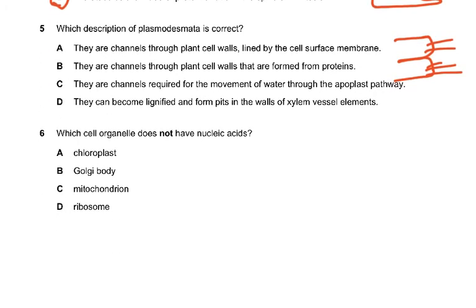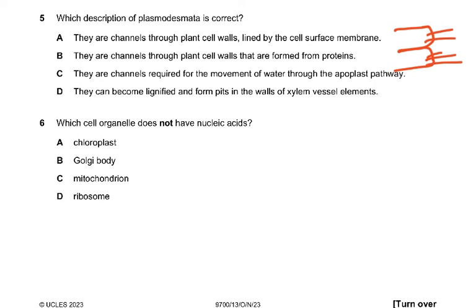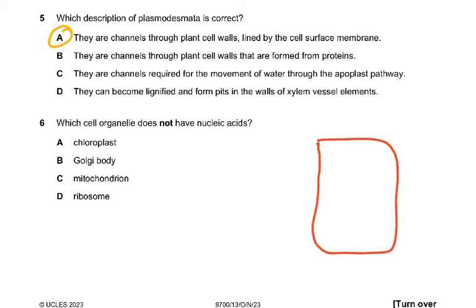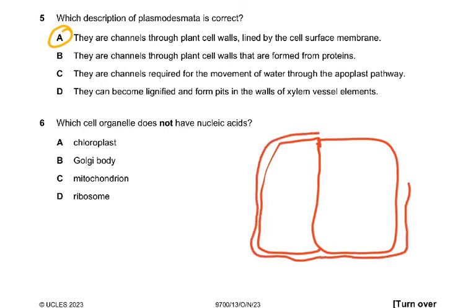Then question number 5. Which description of plasmodesmata is correct? Now let's read all of them and see which one is right. They are channels through plant cell walls lined by the cell membrane. Yes, that is right. So the answer is A. Let's do a little bit of clarity of thought. This is right, 2 cells. So this is the cell wall of this one, this is the cell wall of this one, and this is the cell wall of this one.